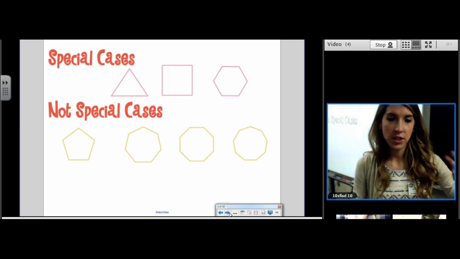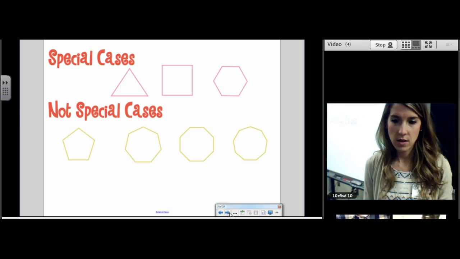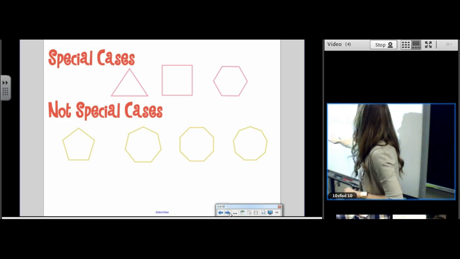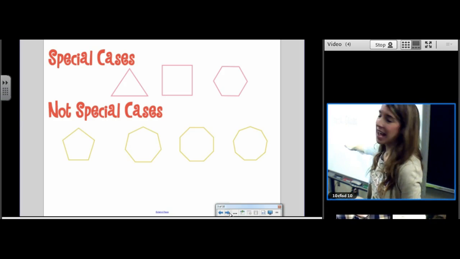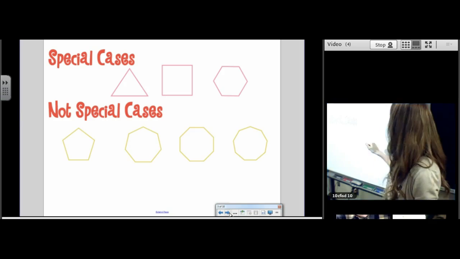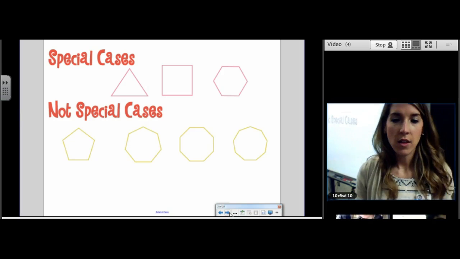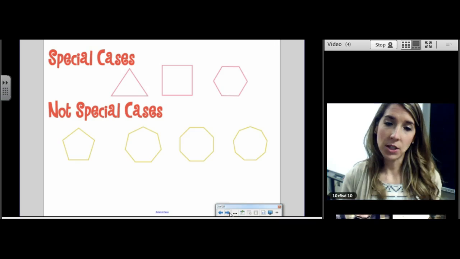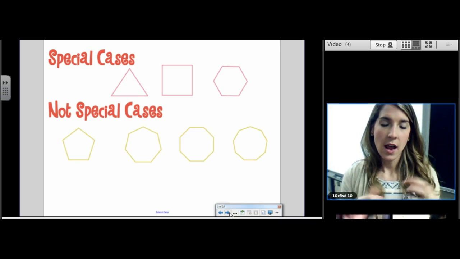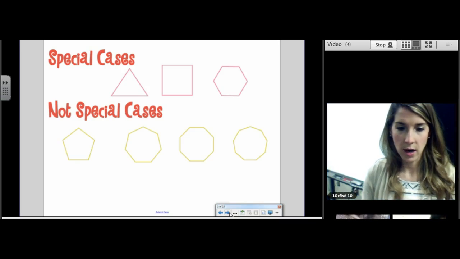So just some reminders from yesterday. Special cases, not special cases. We have pentagon, we have 7 sides, heptagon or septagon. We have octagon, we have decagon. Those you have to use trig. The special cases you use your shortcuts, and the not special cases you use trig.